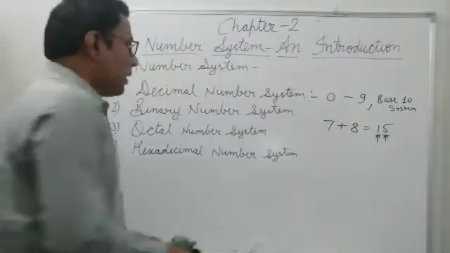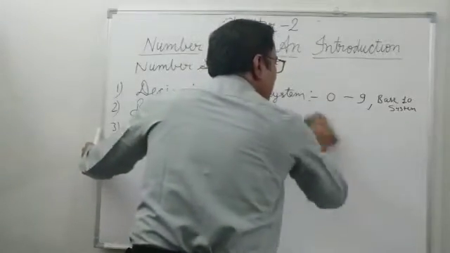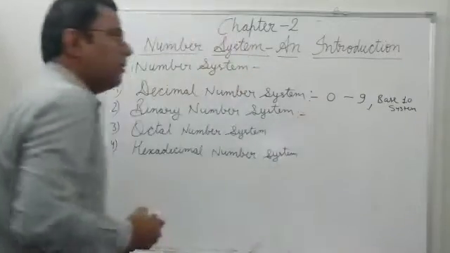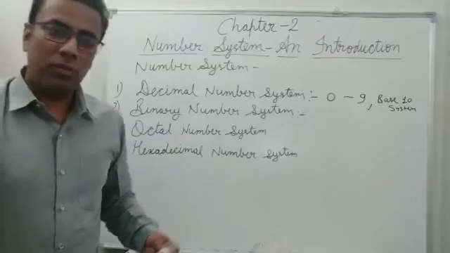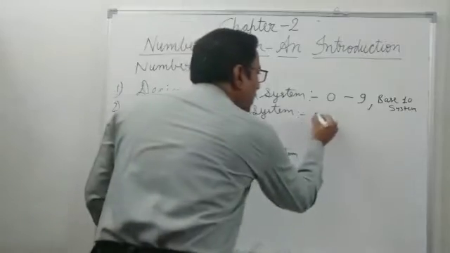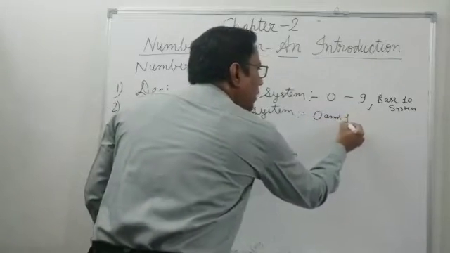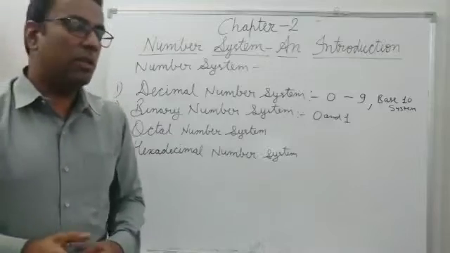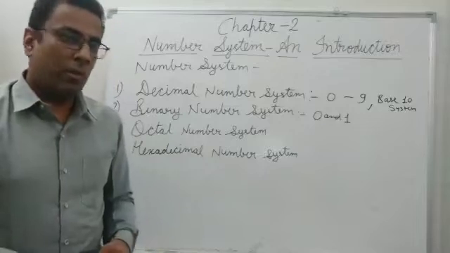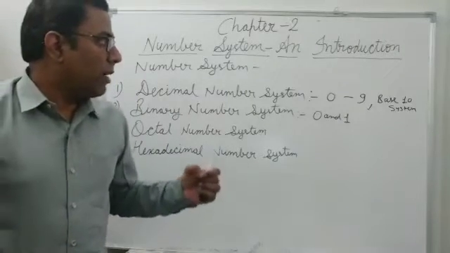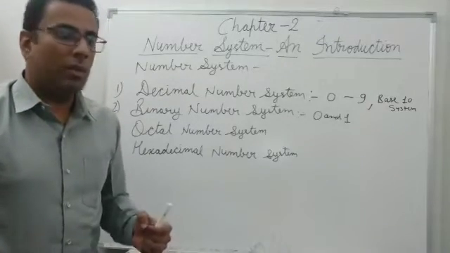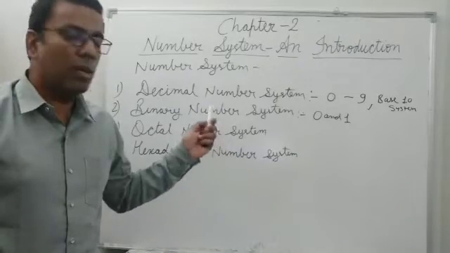The next number system is the binary number system. Binary means composition of 2. The binary number system consists of only 2 digits, 0 and 1, and it is widely used in computers. Why? Because the computer understands only machine language, or binary language, and binary language consists of only 0 and 1. So this number system is especially used by computers.